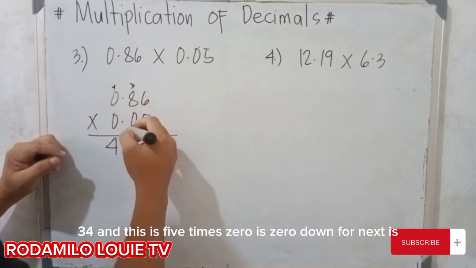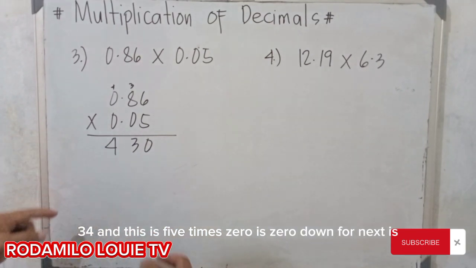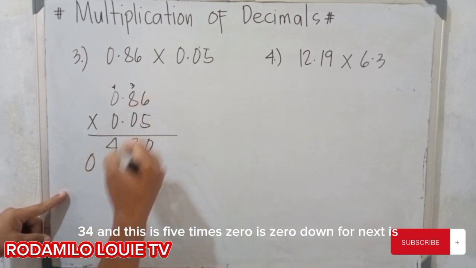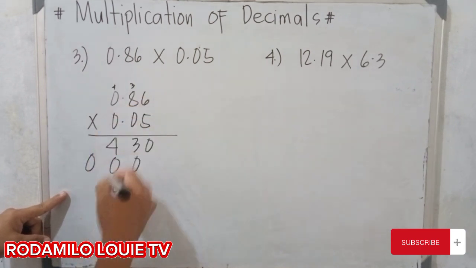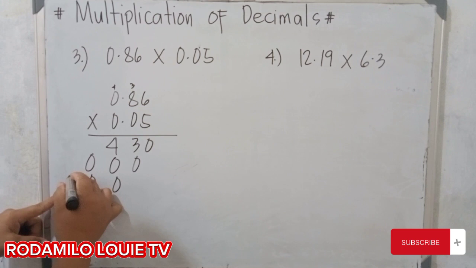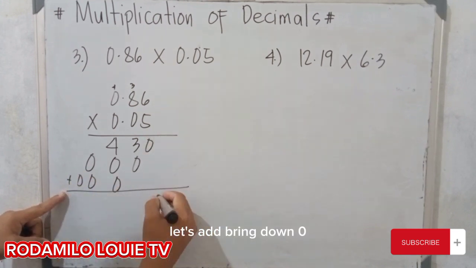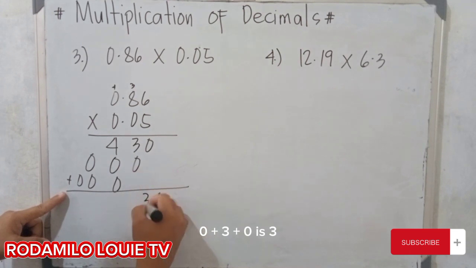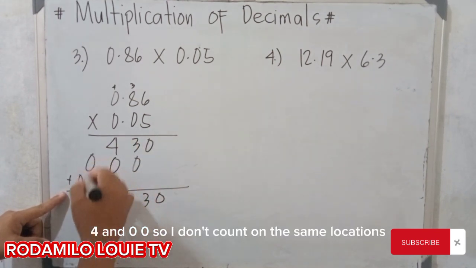Next is multiply by the next digit. All zeros. So 0, 0, 0. Next is 2. Let's add, bring down 0. 0 plus 3 plus 0 is 3, 4, and 0, 0.